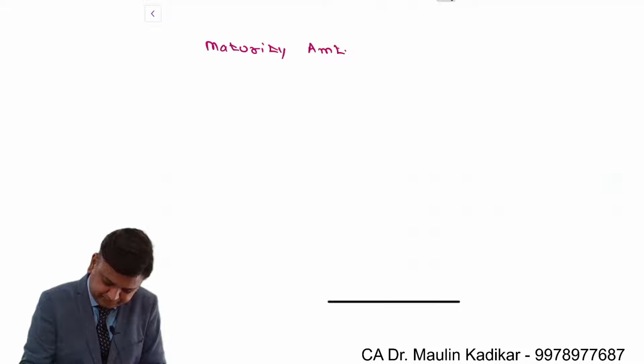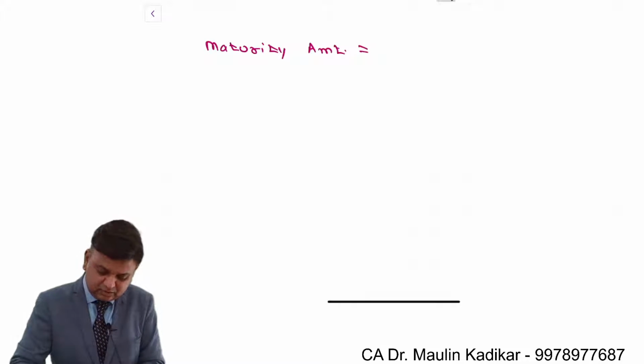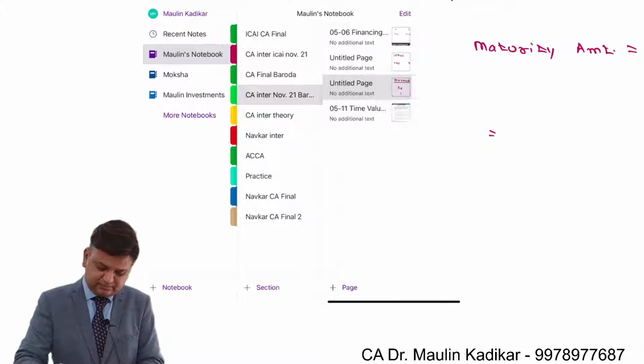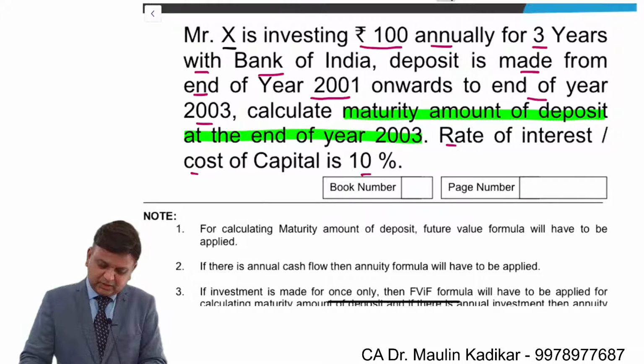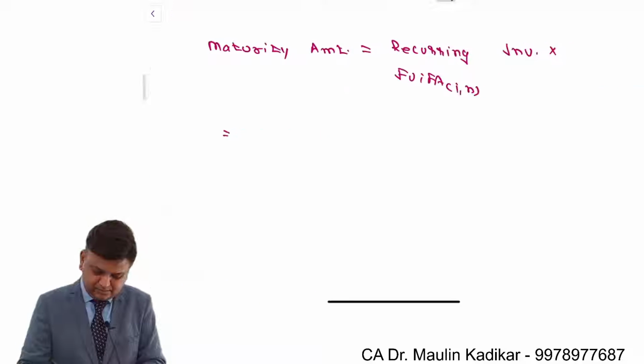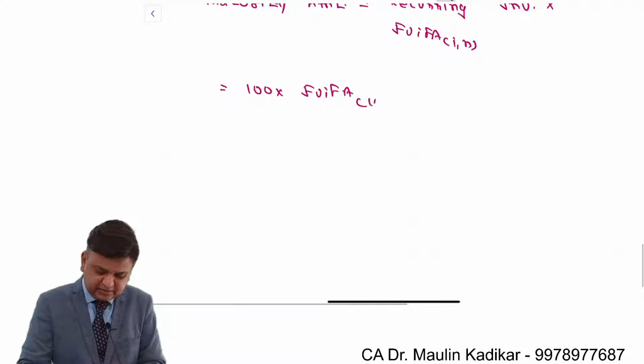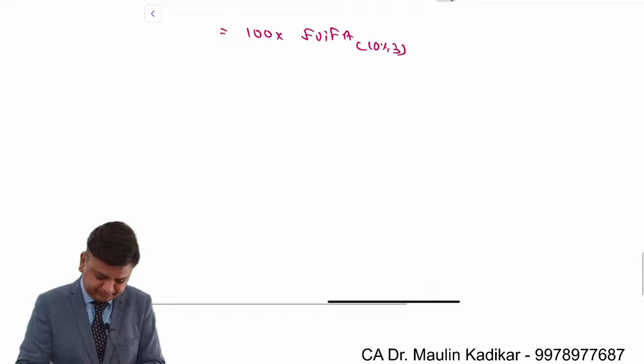Maturity amount is equal to recurring investment into FVIFA at I rate of interest for n number of years. So the investment is made of 100 annually into FVIFA at the rate of 10% for 3 years.